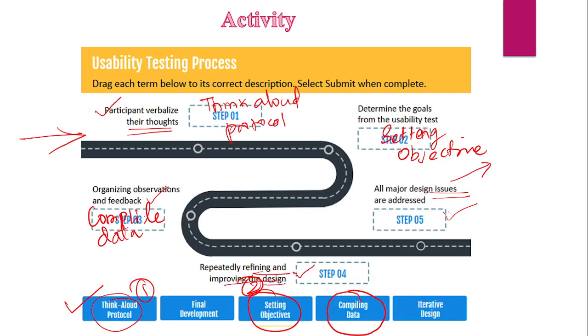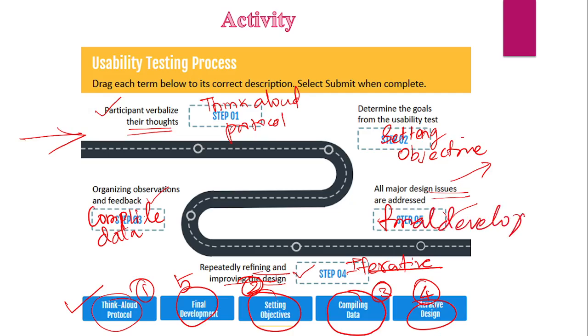Next, you have to repeatedly refine and improve the design. Repeatedly refining and improving the design means it is iterative design. So it is called an iteration process. And the fifth step is the final development. So this is the way the users may be able to use the process correctly. This is the usability testing process from the think aloud protocol to the final development process. Okay.